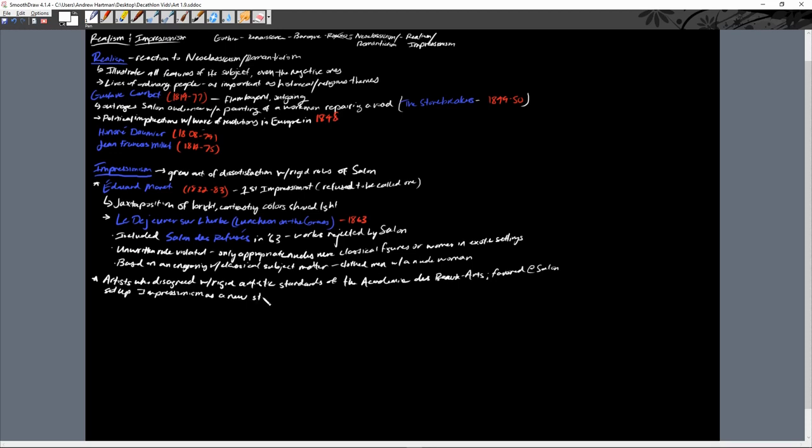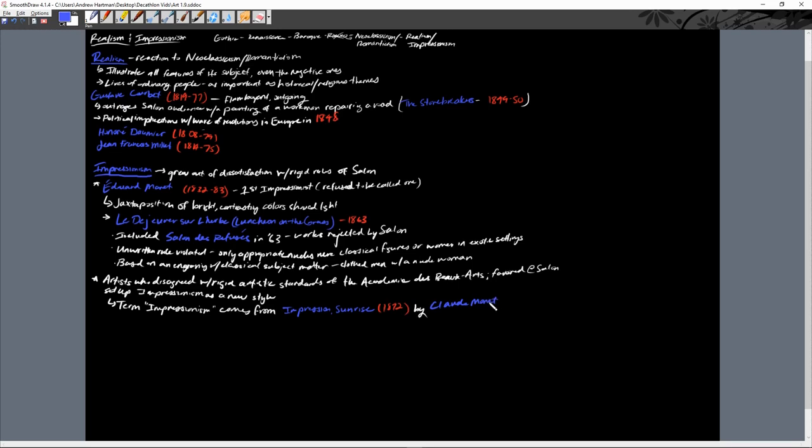And the term Impressionism comes from an artwork known as Impression, Sunrise, which was made in 1872 by, well, if you haven't figured out the cliffhanger here, by Claude Monet.